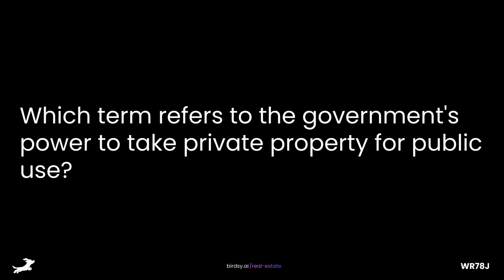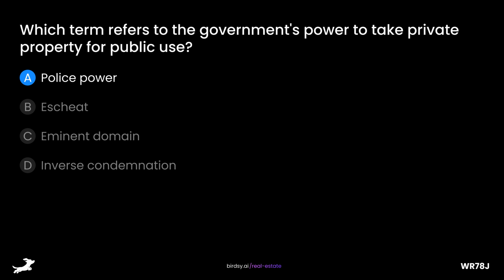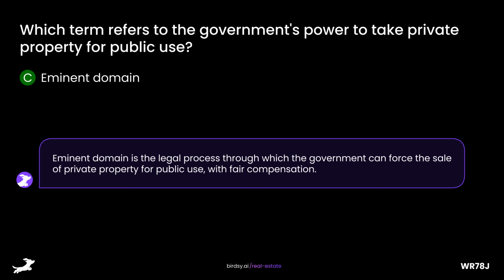Which term refers to the government's power to take private property for public use? Is it A, police power, B, escheat, C, eminent domain, or D, inverse condemnation? The answer is C, eminent domain. Eminent domain is the legal process through which the government can force the sale of private property for public use with fair compensation.